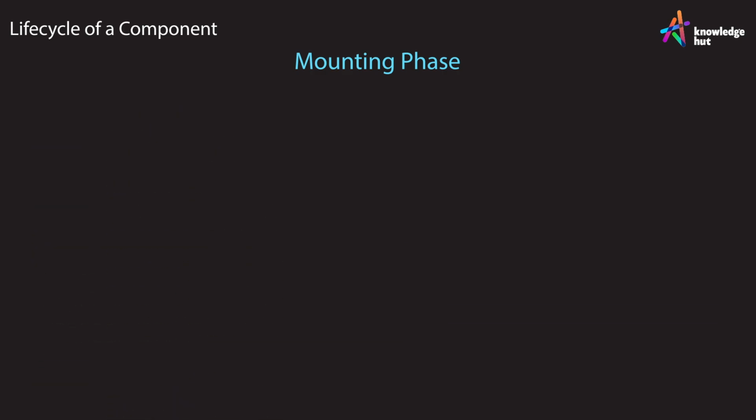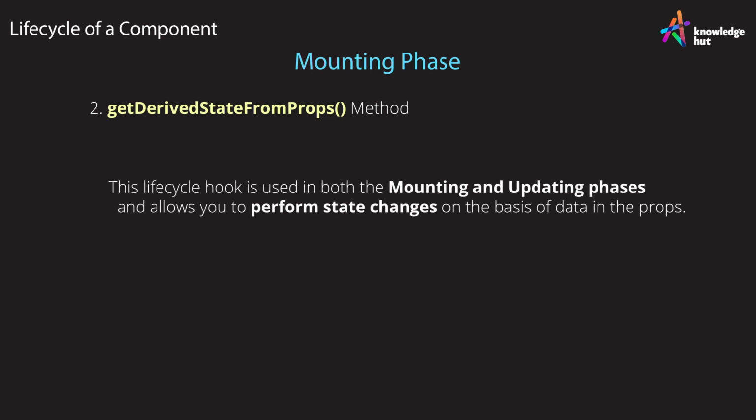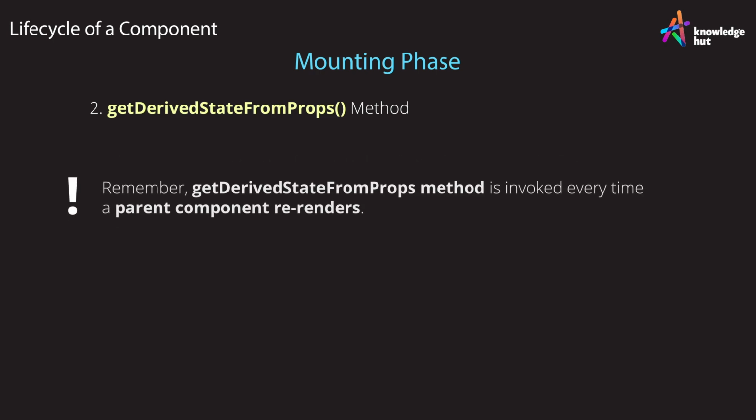The next lifecycle hook that we get in the mounting phase is getDerivedStateFromProps. This is one of those rare lifecycle methods which are used only in very special cases. This lifecycle hook is used in both the mounting and updating phases and allows you to perform state changes on the basis of data in the props. It is important to note that this method is invoked every time a parent component re-renders. We'll revisit this in the updating phase as well.